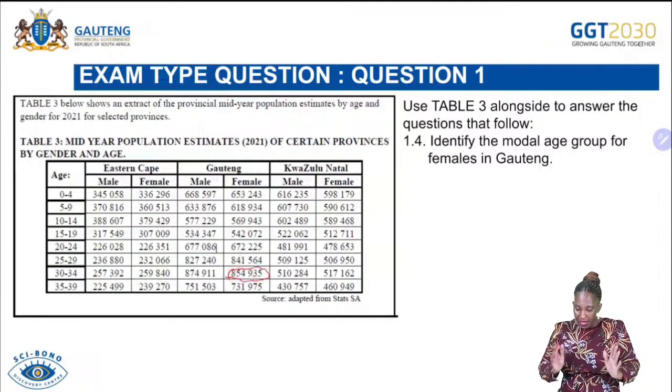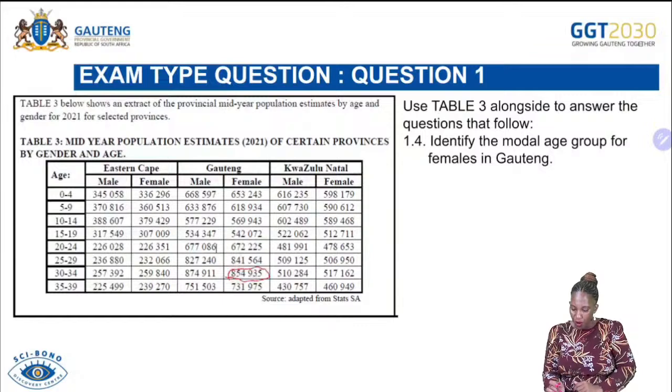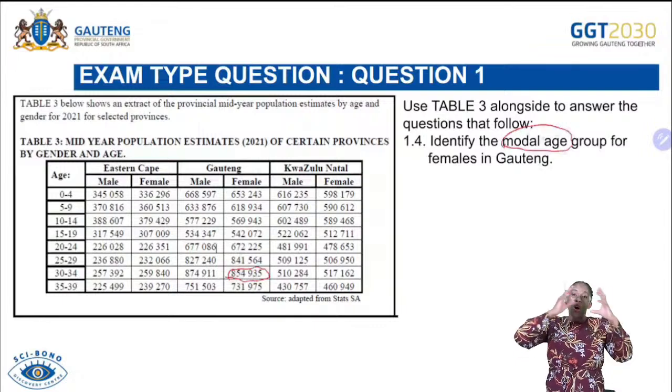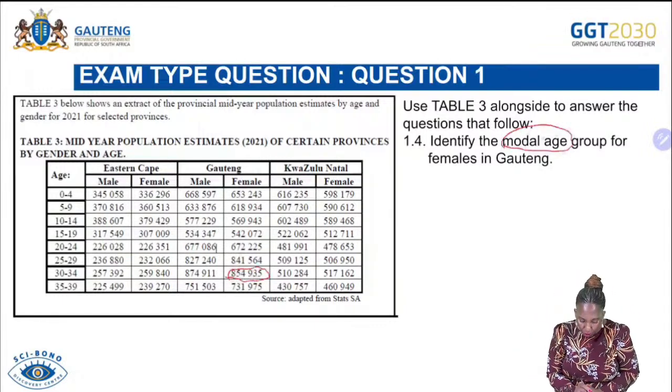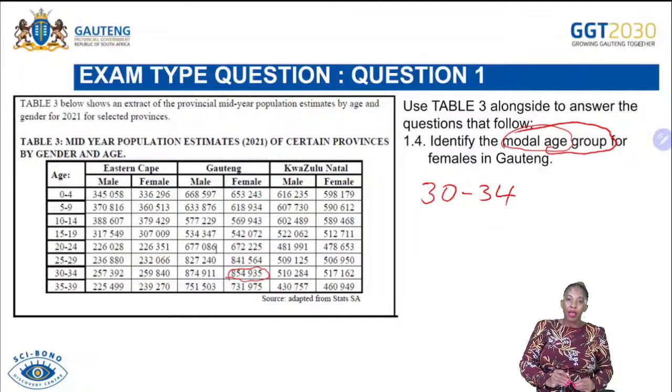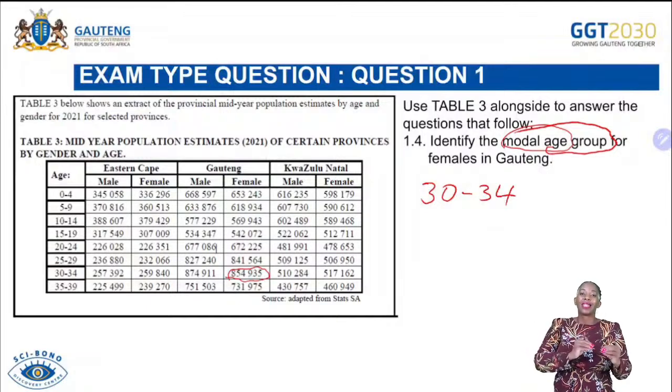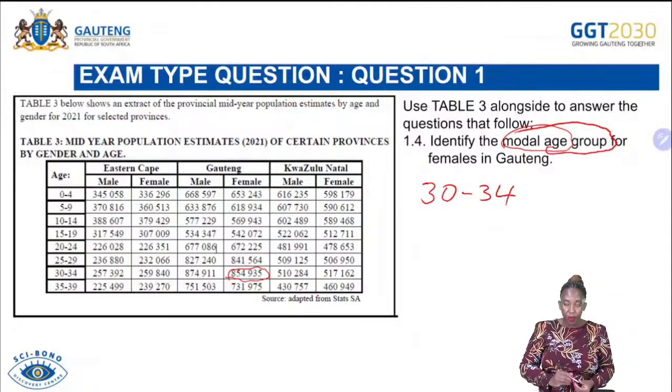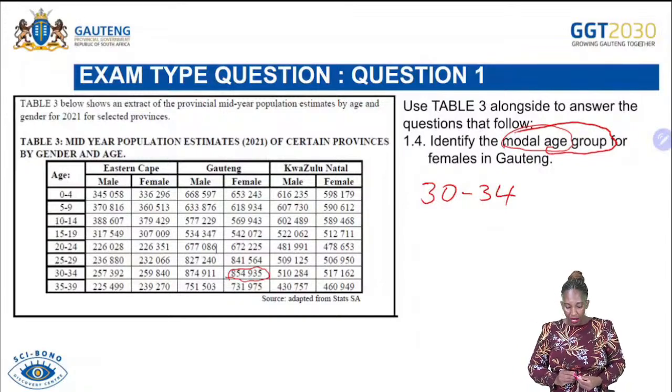I have gone to the females. And then now it says the most appearing, the modal age group. The modal age group, because this age group has more numbers, a bigger number. Which age group is that one? This bigger number, it's on which age group? 30 to 34. The question wanted the age group, not the number. They did not want the mode, but they wanted the age group, because in 30 to 34 there are more women in that group. That is why it is the modal one.